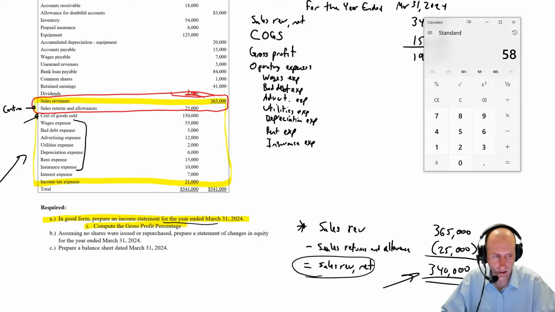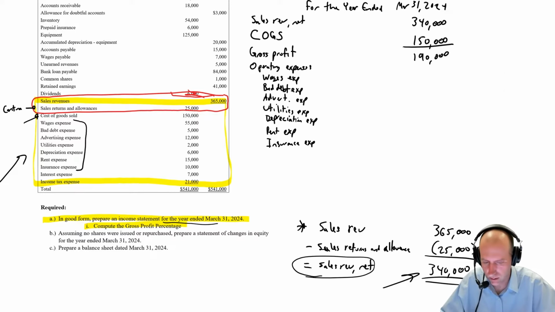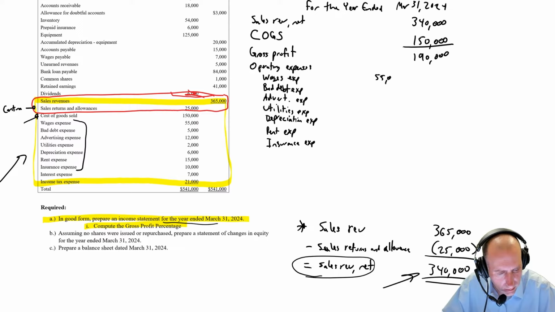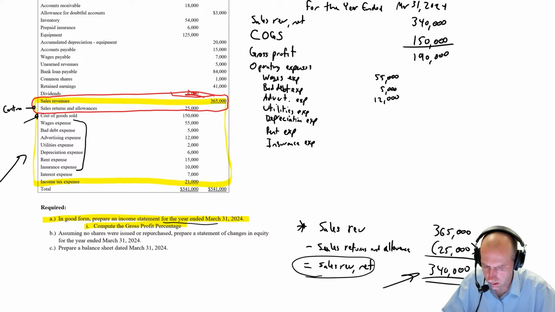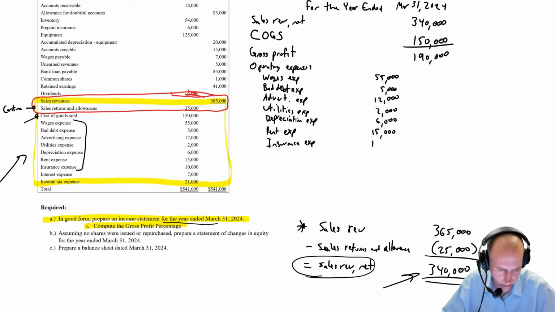I've pulled up my calculator. I have to put the numbers down. Wages were 55. Bad debt is 5. Advertising 12. Utilities 2. Depreciation 6. Rent 15. And insurance 10.